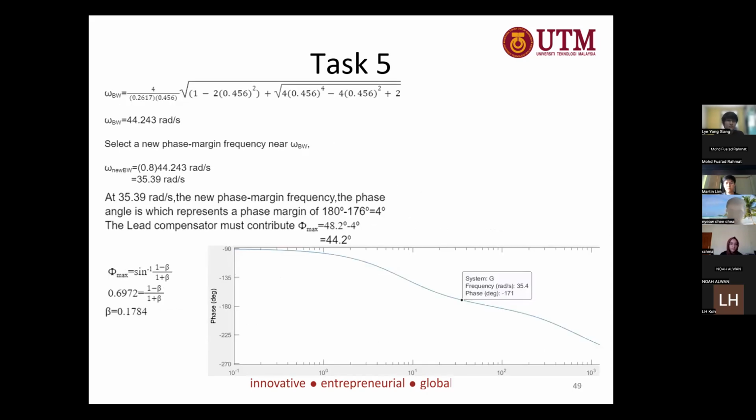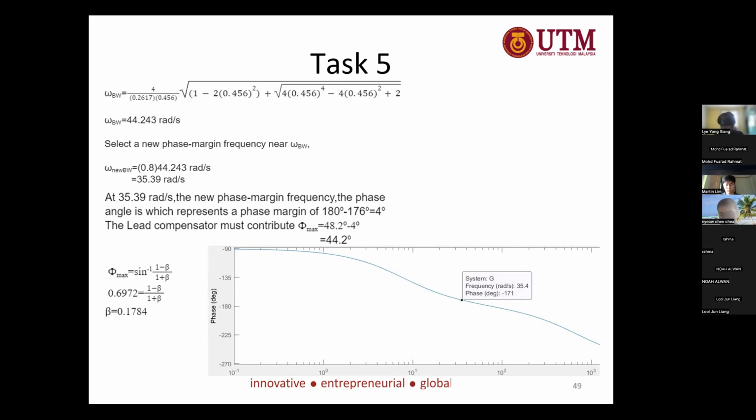After that, we calculate the bandwidth. The equation of bandwidth is 4 divided by settling time and zeta, times the square root of 1 minus 2 zeta squared plus the square root of 4 zeta to the power of 4 minus 4 zeta squared plus 2. Then we get our bandwidth is 44.2. Then we have to select a new phase margin frequency, which is very near to our bandwidth. So we let our new bandwidth equal 0.8 times 44.24, and we got 35.39.